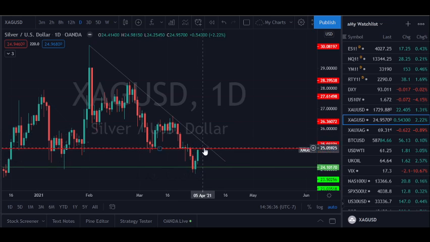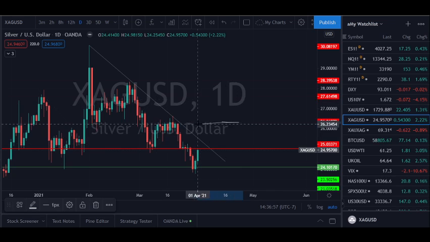And if we can clear it, and if we can clear this resistance at 25, then I think we've got a resistance here at 26.36, and then the next significant level above that is 27.60. So those are the levels I'll be watching to see us get to. If we can get above here, I'll be looking around this level and then around this level. And what happens on silver will be a good indicator too of what's ultimately going to happen on gold.